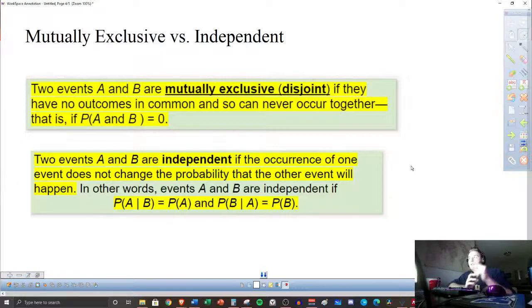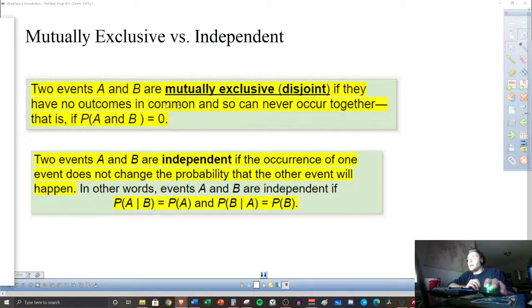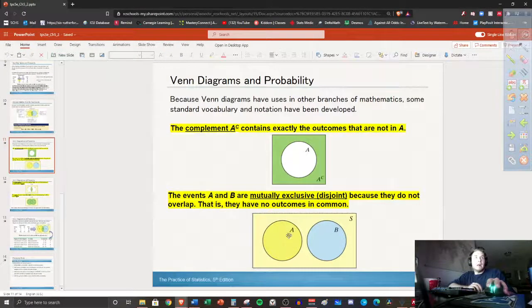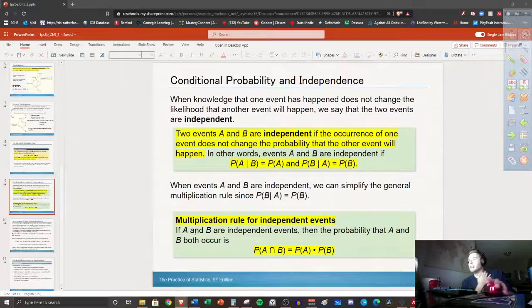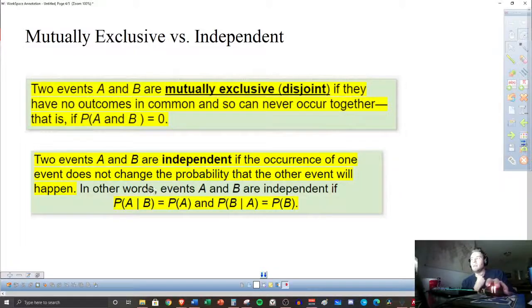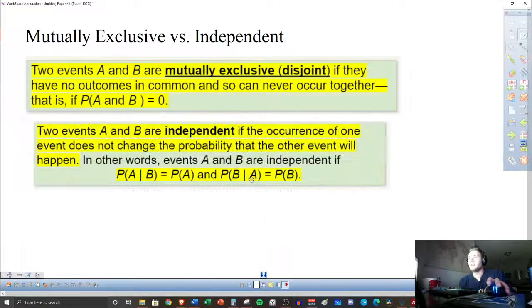First off, two events A and B are mutually exclusive if they have no outcomes in common, so that they can never occur at the same time. When we look at that from a Venn diagram standpoint, down here, this is when they don't overlap. In a two-way table, the intersection would be 0, okay? So that's our idea of that. Next, independence. Two events A and B are independent if the occurrence of one event does not change the probability the other event will happen. Okay, so mutually exclusive versus independent.